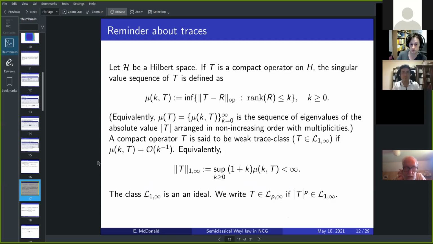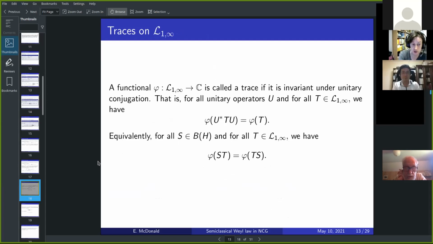So what is a trace? A trace is a functional on L^{1,infinity} if it is unitarily invariant. That is, phi of U star T U is the same as phi of T for all T, means that phi is a trace. Because every bounded linear operator is a sum of at most, I think, 8 or 4 unitary operators, for all bounded linear operators S and all T in L^{1,infinity}, this unitary invariance implies that phi vanishes on commutators, or phi(ST) is phi(TS).